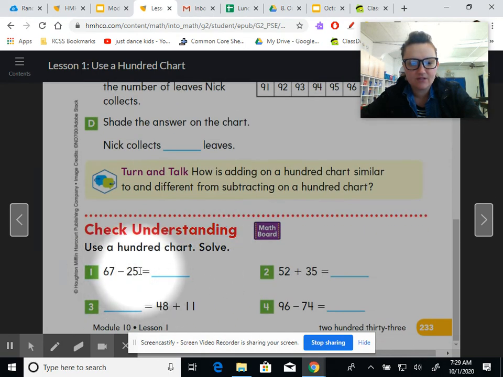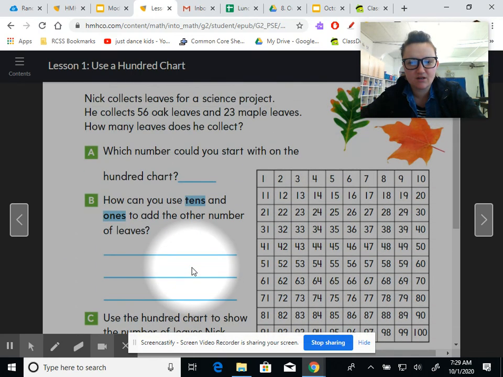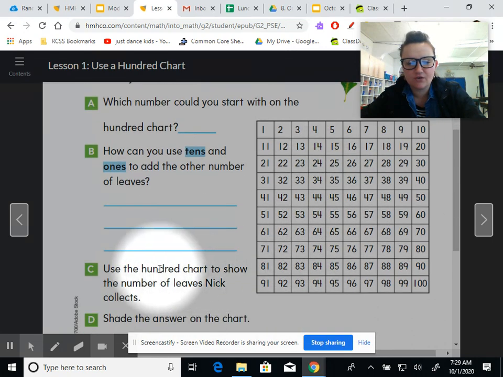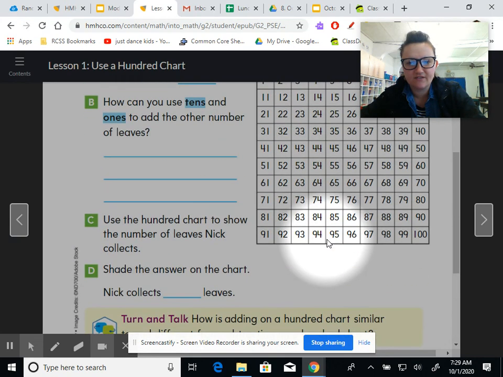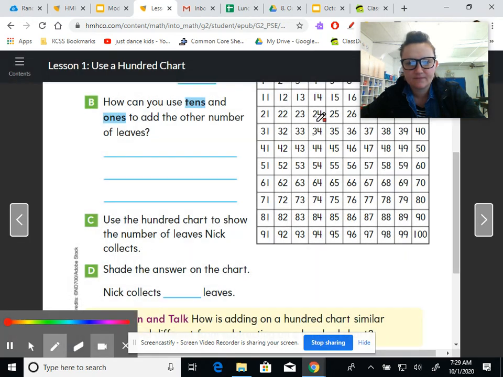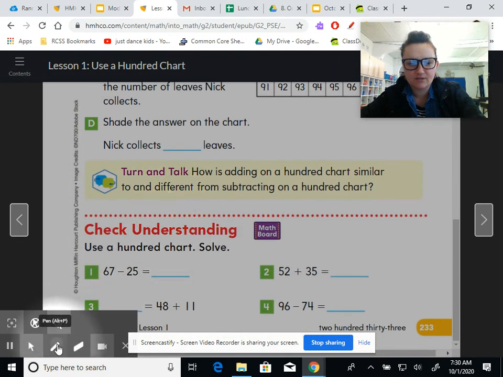So 67 minus 25. I'll show you how to count up with subtraction. So you might be like, Miss Clark, how do I do that? So you go, first of all, what are you subtracting? 25. So you're going to 25 right here. Okay. So you're going to count up to 67. This is our target number. We're trying to hit it, right? So if we count up by tens, we can get there. 10, 20, 30, 40, 41, 42. So 42 is the correct answer.